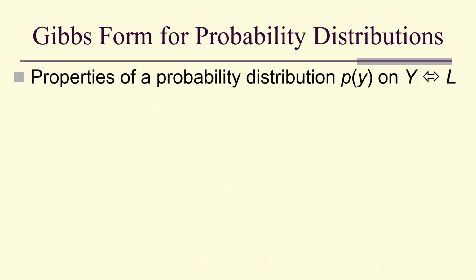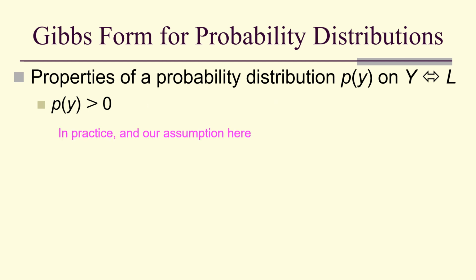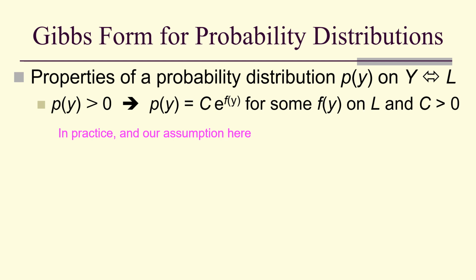So if we've got a probability distribution on some y associated with some set of labels, then it's non-negative. But in reality, if we have a probability of 0, then that y is not going to contribute to our entropy. So we're only going to work with the strictly positive probabilities in working with entropy. Therefore, we're going to be looking at probability functions of the form c e to the f of y, for some f of y on the set of labels, and c greater than 0.